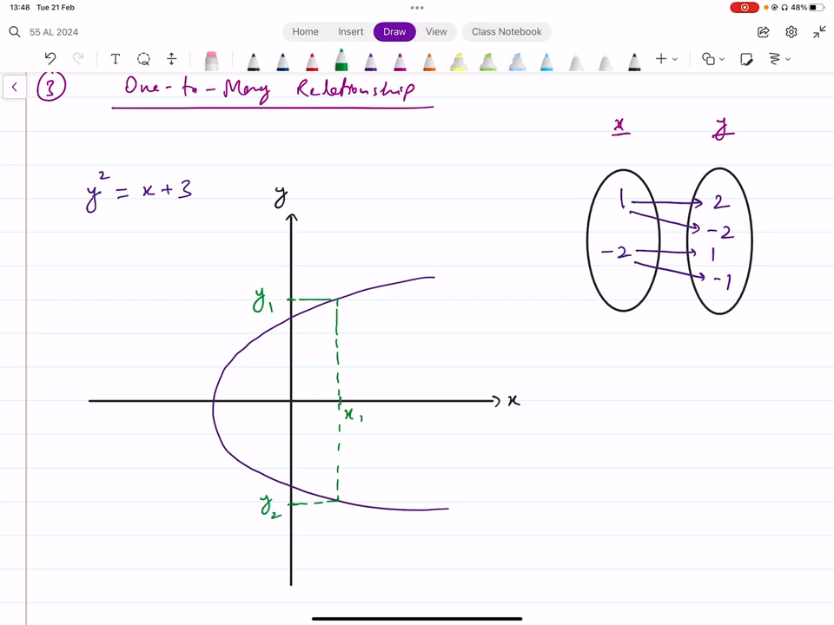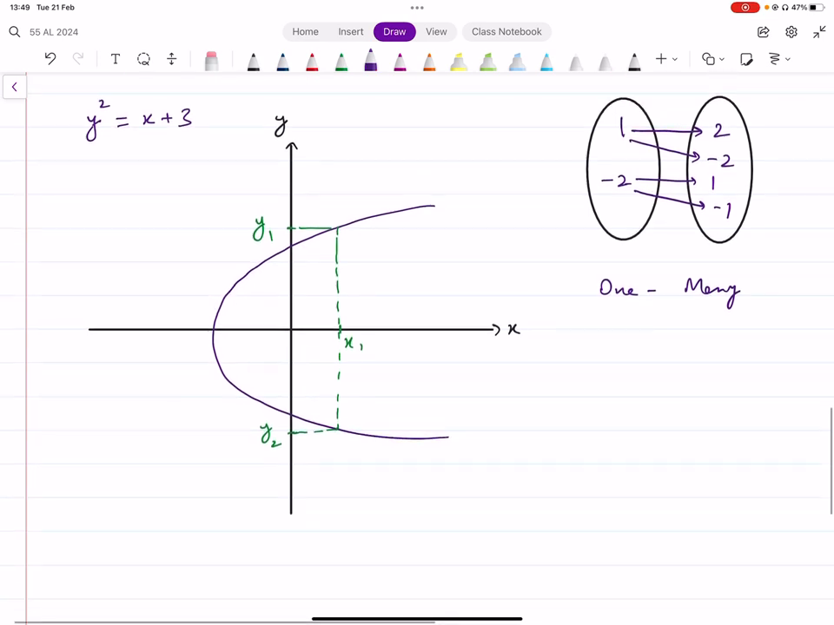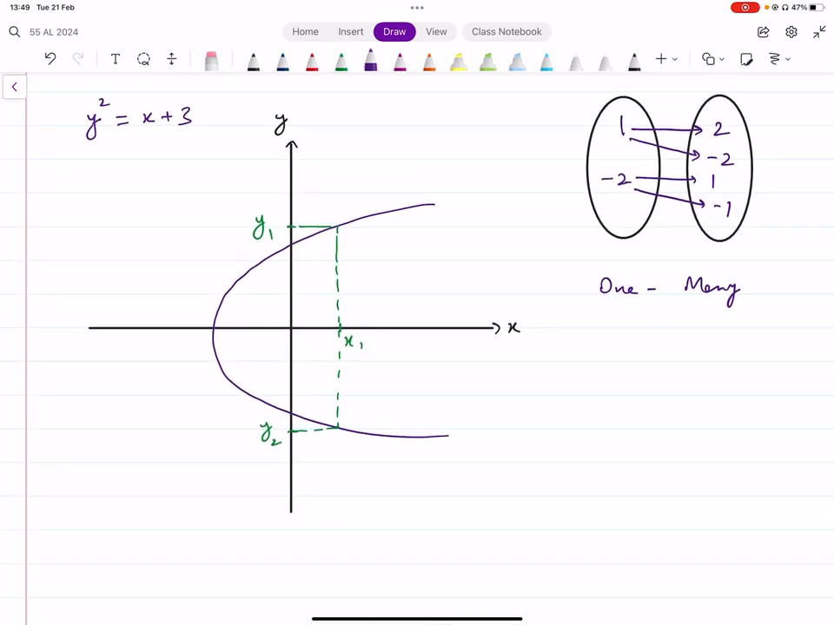So one input is giving you many outputs. That's why we say this is a one-to-many relationship. One input can give you multiple outputs. Make sense? This is the third kind of relationship. So we did one-to-one, many-to-one, and then one-to-many.